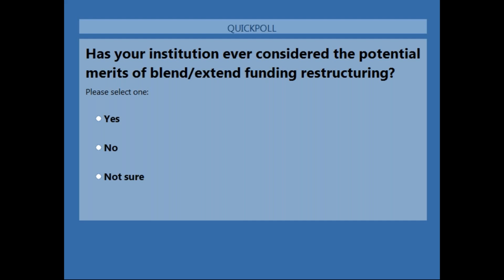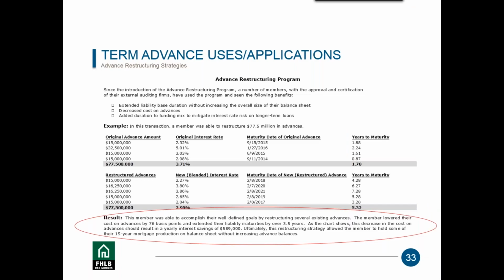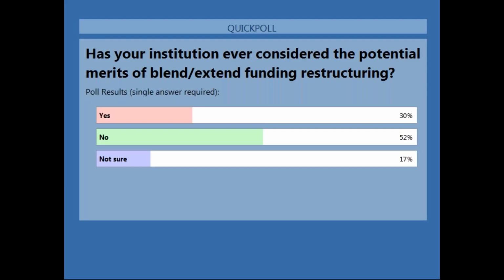It looks like just over 55% of the respondents have voted. We'll give it another 10 to 15 seconds. Okay, blend-extend funding, have you considered it? Yes, no, not sure. All righty, John, let's give it another 5, 6 seconds here. Okay. All right, it looks like just over 50% of you, 52%, have not considered a blend and extend strategy. 30% of you have, and 17% aren't sure.